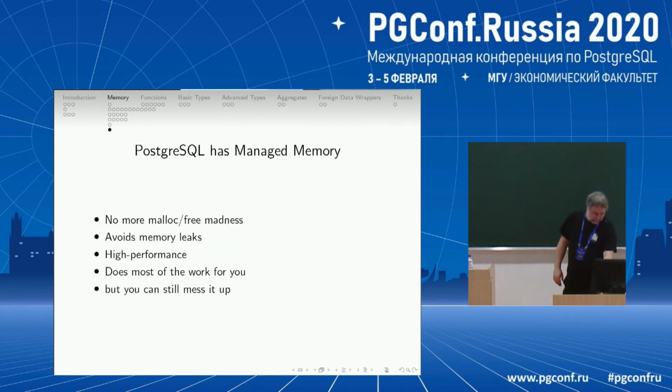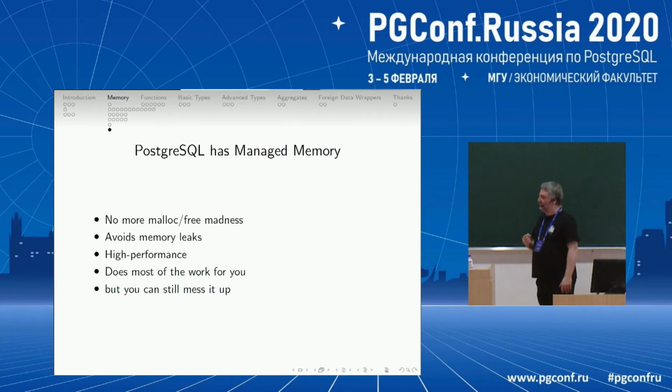So we have managed memory effectively. You don't typically do malloc and free. This is pretty high performance. It does most of the work for you. So if it's permissible now, I'd like to try to take maybe a round of questions and then go through examples on basic types. Is that possible? Does anybody have any questions so far?